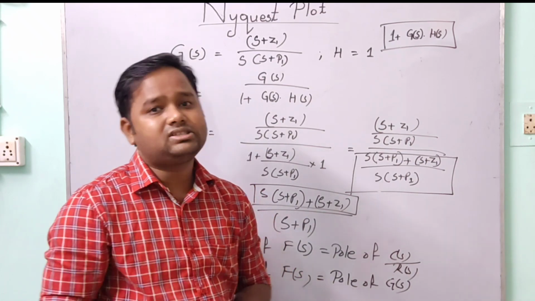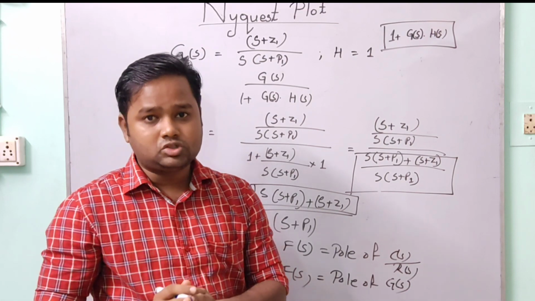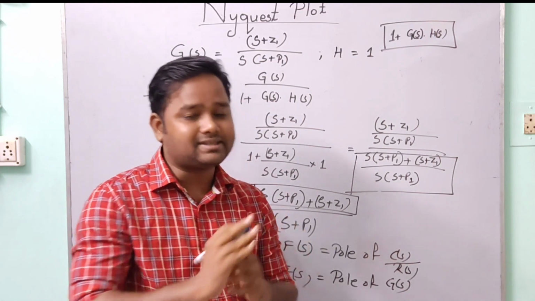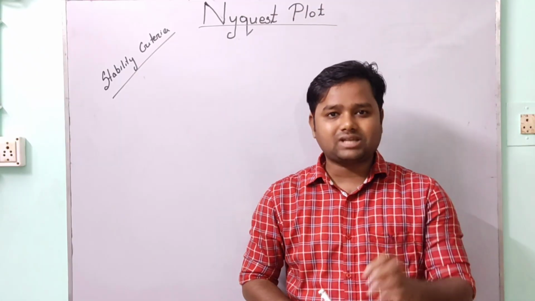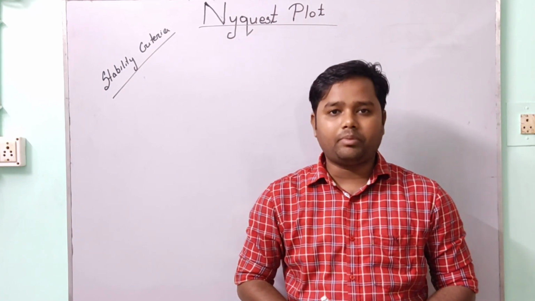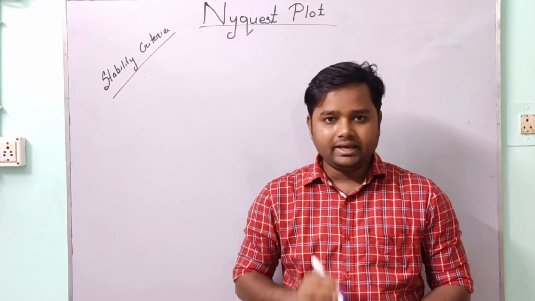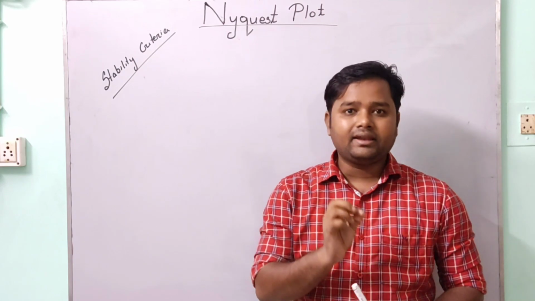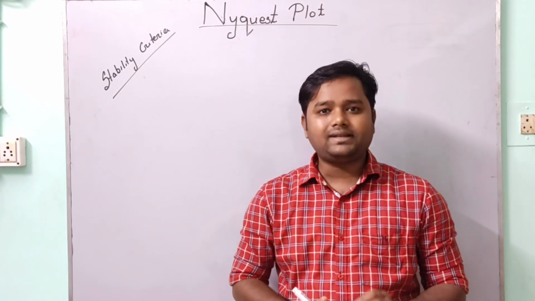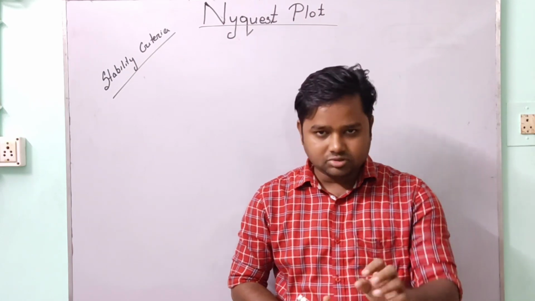The main condition for stability is that all poles should be reached at the left-hand side of the S-plane. The Nyquist stability criterion depends upon the principle of argument. Here we have to study G(s)H(s): what is the number of poles and what is the number of zeros.